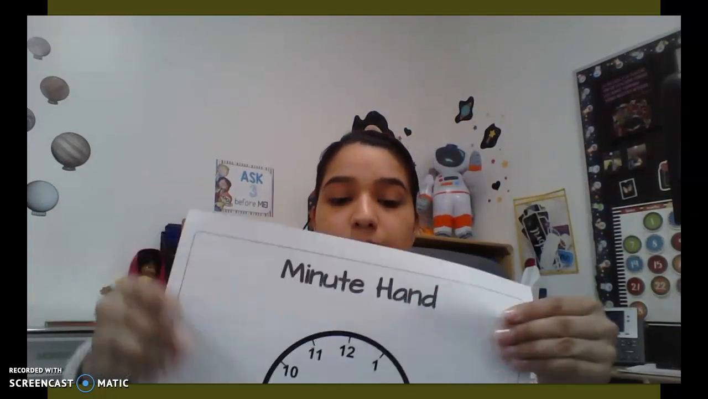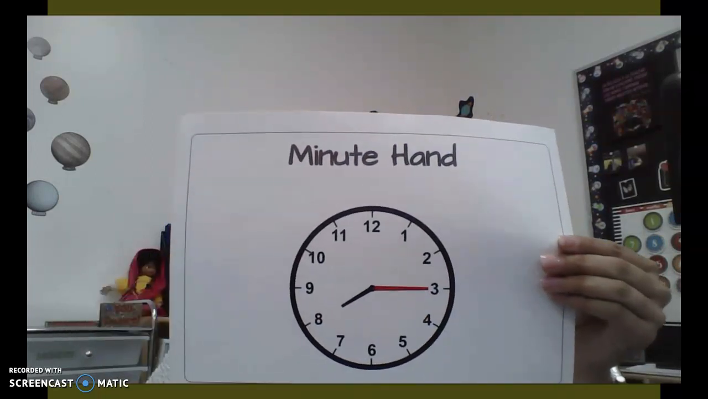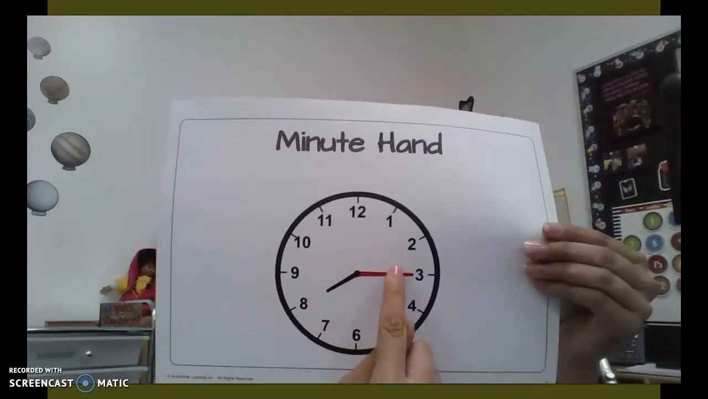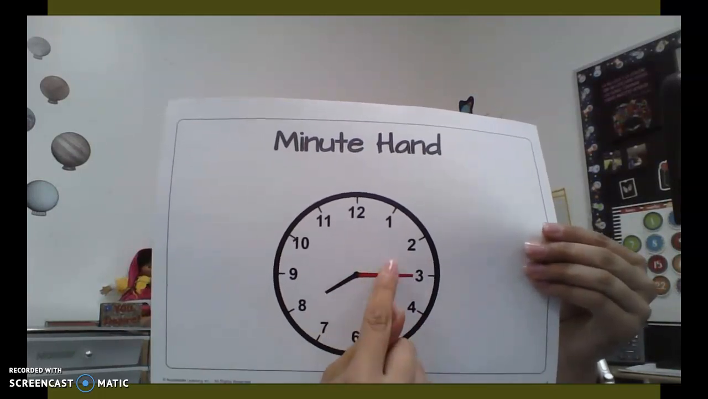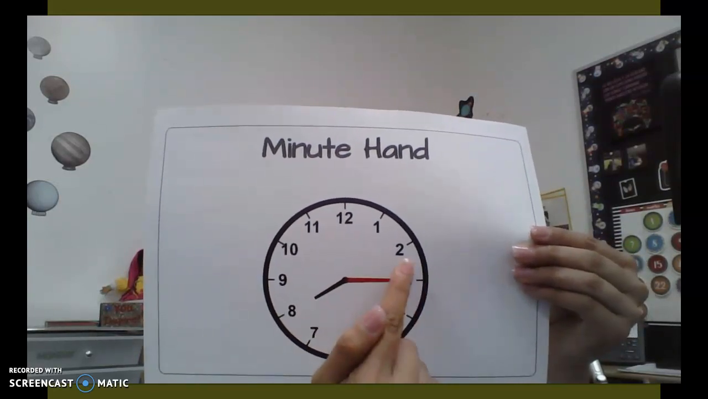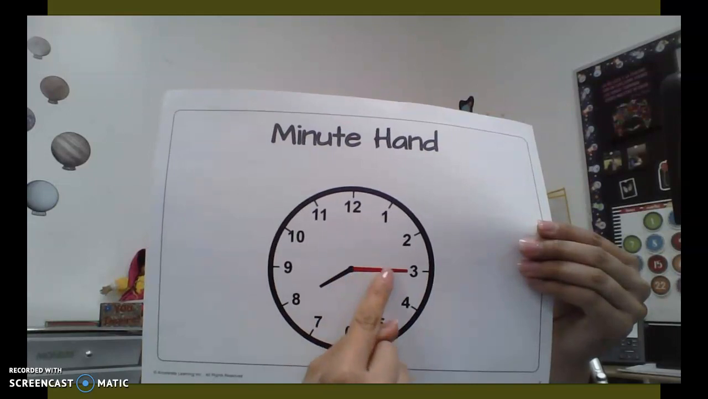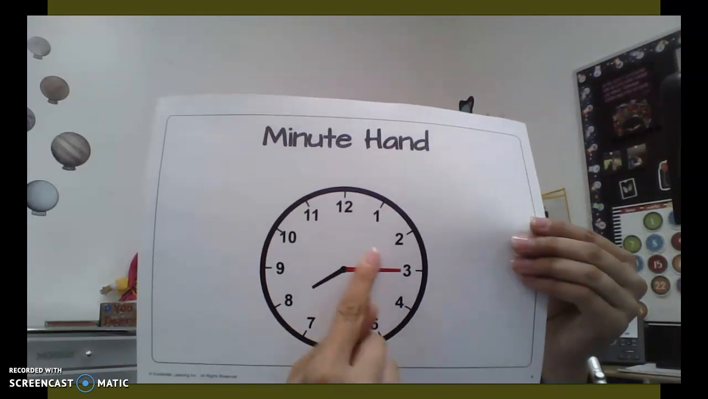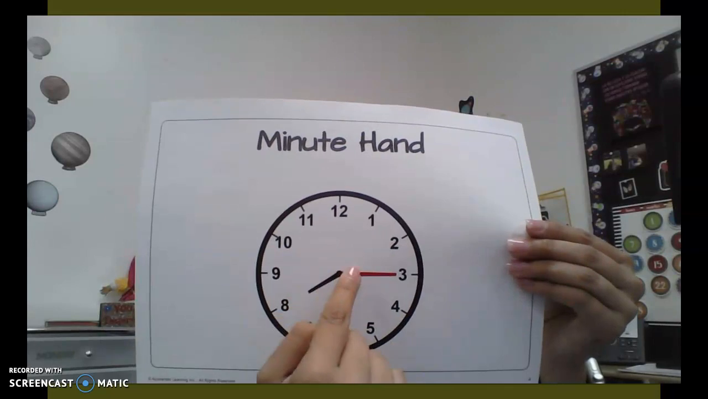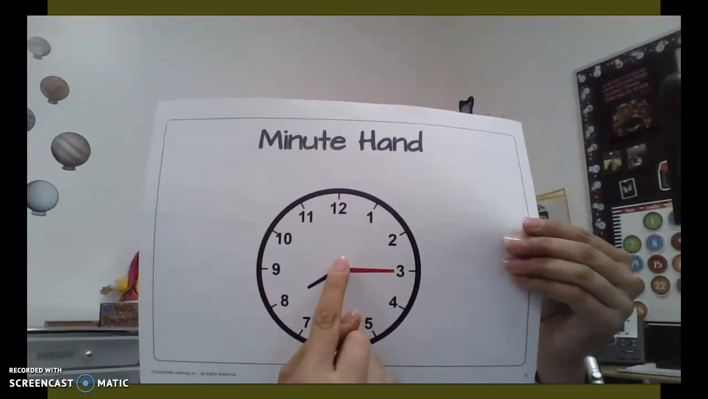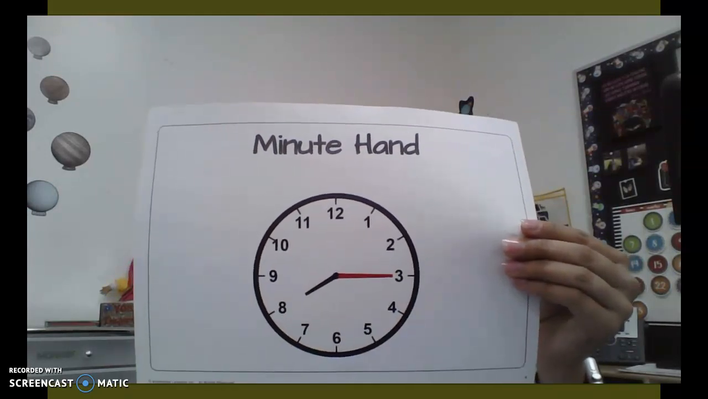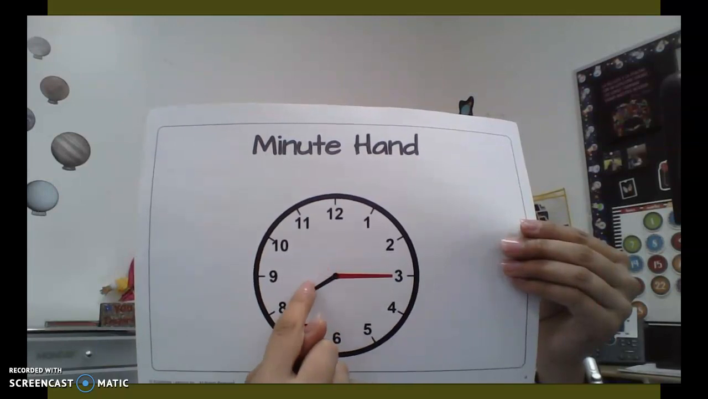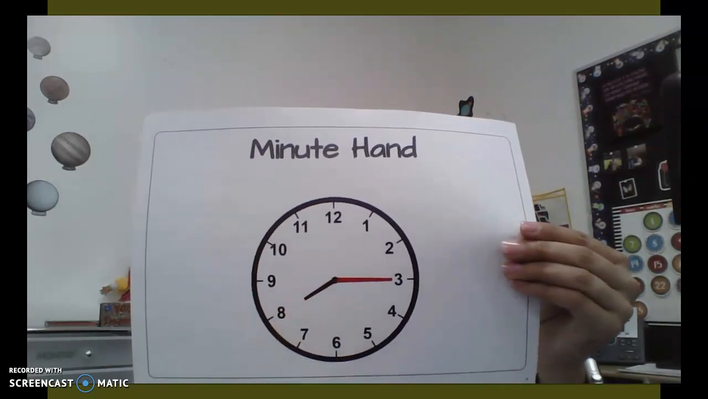Good job. Then we have our minute hand. So our minute hand is going to be the long one. So the longer hand is the minute hand. So where is it pointing right now? To 3. So that means that the minutes are 15. And you will learn that later on. But right now, you just need to know that the longest one is the minute hand. And which one's the hour hand? Perfect, the shorter one.